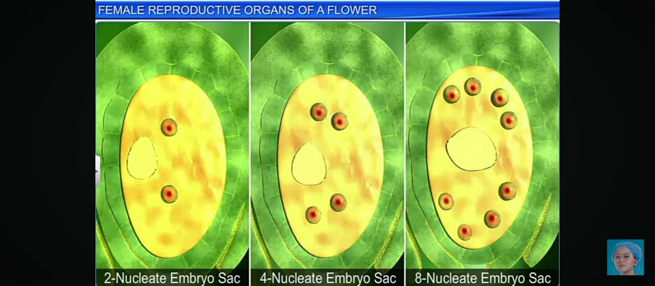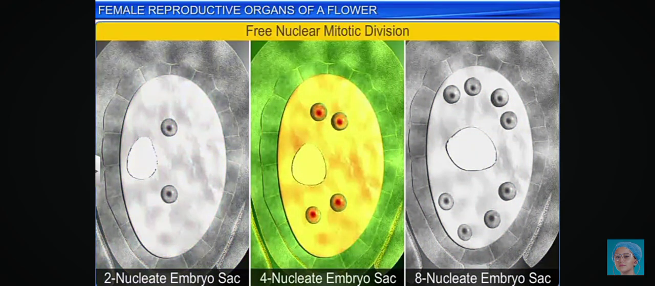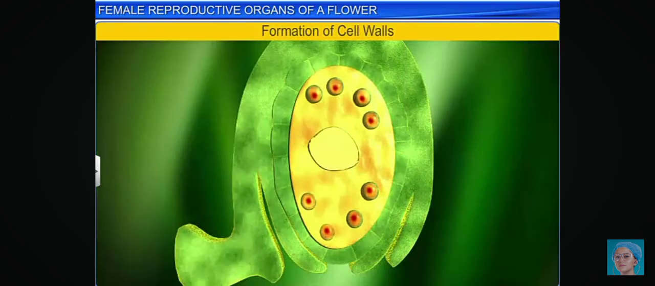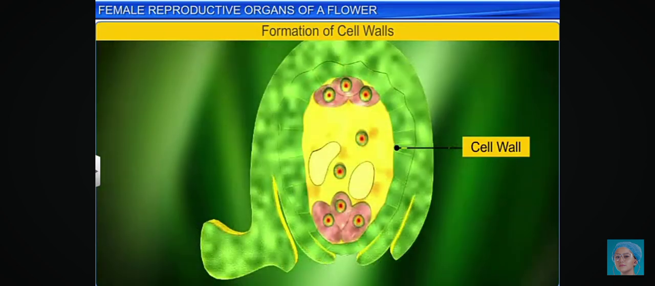Interestingly, the mitotic divisions that occur in the megaspore's nucleus are free nuclear, which means the division of the nuclei doesn't immediately trigger cytoplasmic division and cell wall formation. Instead, we see the formation of cell walls only after the 8-nucleate stage, due to which 6 of the 8 nuclei organize into cells.